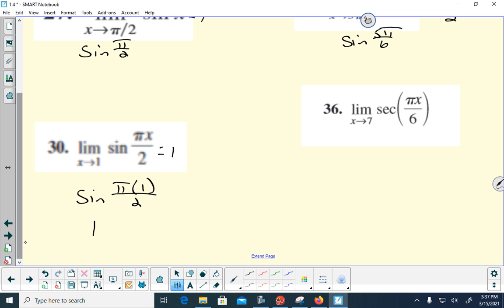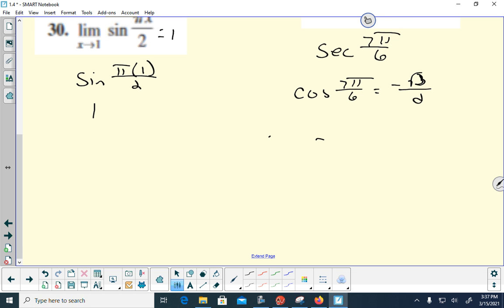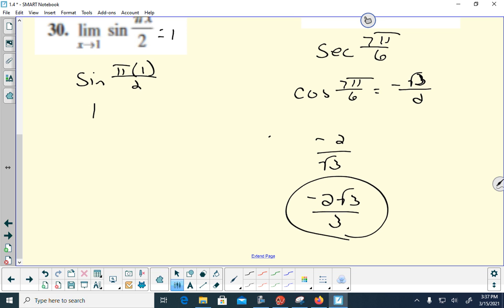Secant, as x approaches 7, so this will be the secant of 7 pi over 6. I really don't know the secants, but I do know the reciprocal, and the reciprocal of secant is cosine. So this cosine of 7 pi over 6 is a negative square root of 3 over 2. So the secant is the reciprocal. So that would be -2 over the square root of 3, rationalizing, -2 square root of 3 over 3. And that's my final answer.